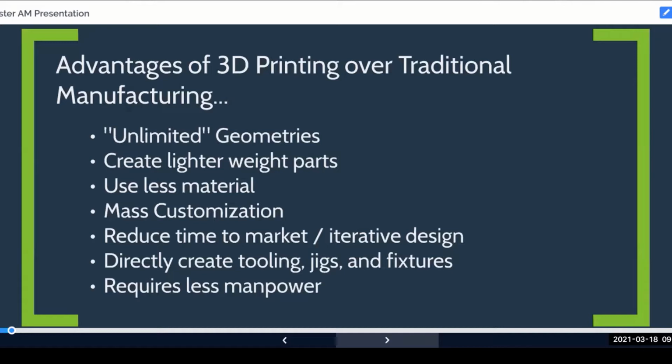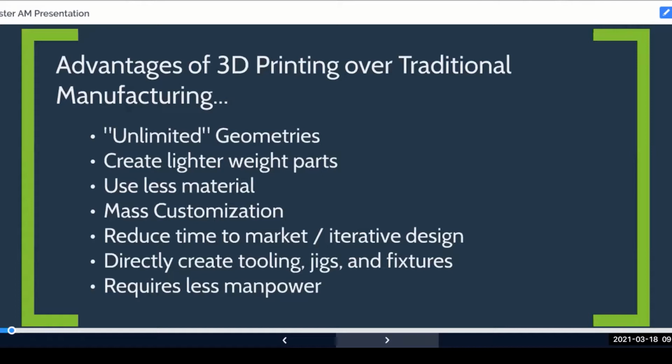Because we have unlimited geometries, we can create lighter weight parts. That means we can put the material where we need it, and we can take away material where we don't. In the world of engineering, we call this topology optimization. If you haven't heard that term before, that's one that I'll probably throw around a couple times during the presentation. But that's our ability to create lighter weight parts by removing material where the material isn't doing anything, and maybe thickening up spaces where there's more forces being applied to a particular part.